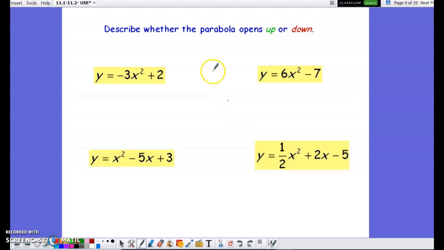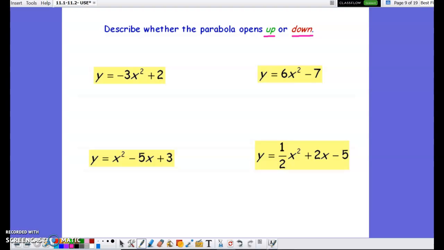So here's the next slide. It says describe whether the parabola opens up or down. To determine this, you just look at the a value, and the a value should tell you if it's going to open up or down, which then tells you if your vertex is a max or a min. I would encourage you to pause the video and try these quickly by yourself first, and then turn it back on and we can walk through them together.